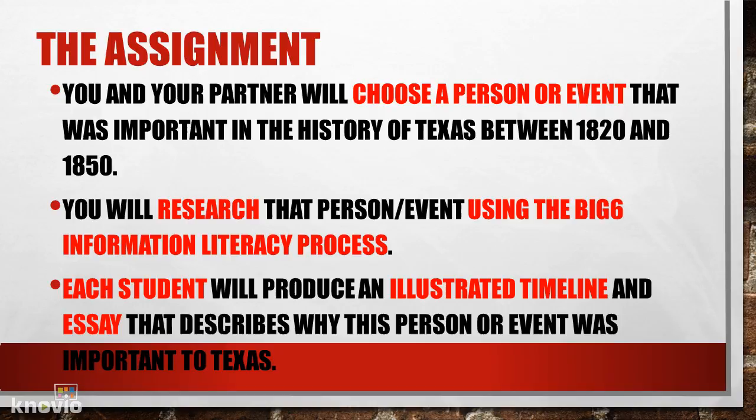From the list given to you by your teacher, you and your partner will choose a person or event that was important in the history of Texas between the years 1820 and 1850. You and your partner will research that person or event using the steps in the Big 6 information literacy process. Using the information that you find, each student on their own will produce an illustrated timeline and essay that describes why this person or event was important to Texas.